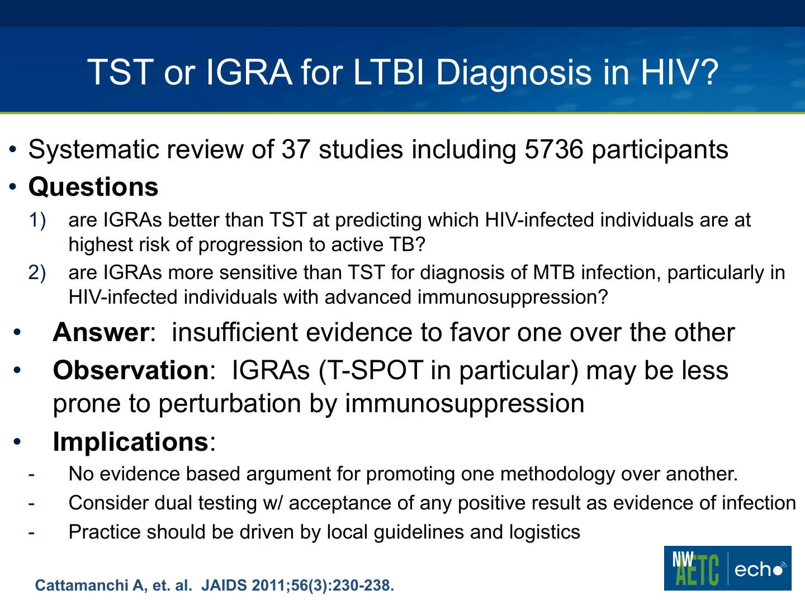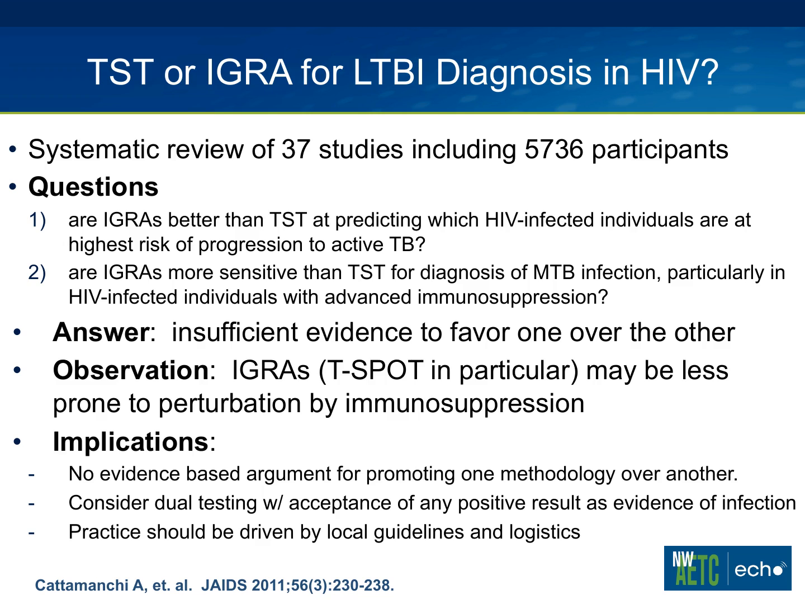The observation, a qualitative observation that came out of the meta-analysis, was that IGRAs may be less prone to perturbation, which is my paraphrasing of false negatives due to immunosuppression. There may be less false negative IGRAs than there are false negative TSTs in severely immunosuppressed patients, but the jury is still out somewhat on that.